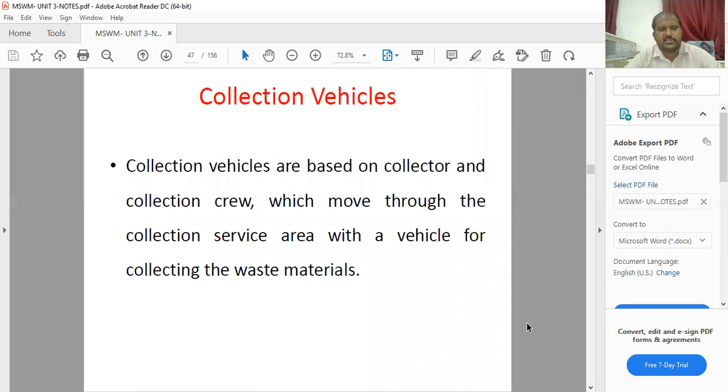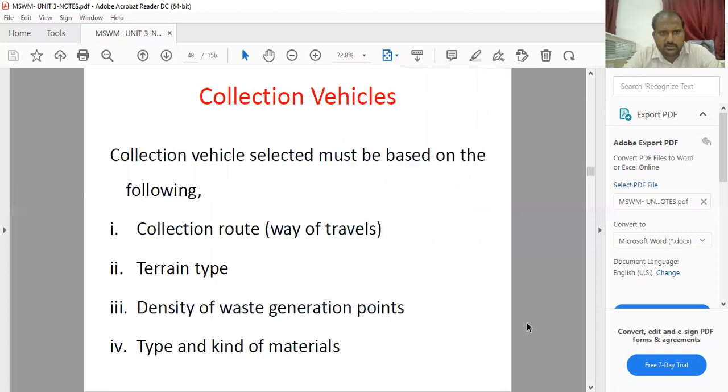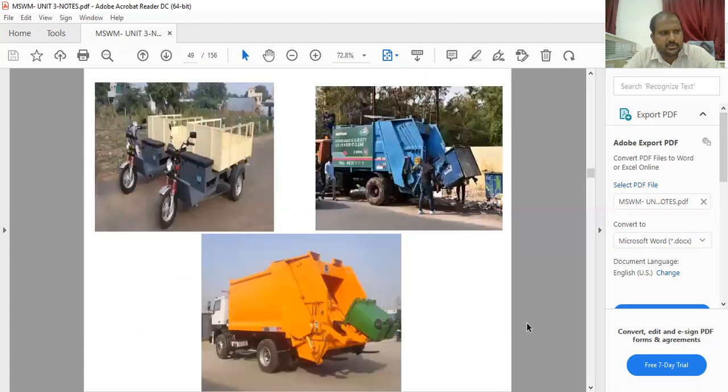Collection vehicles are based on the collector and the collection crew, which move through the collection service area with a vehicle for collecting the waste material. Collection vehicles must be selected based on the following criteria. The first one is the collection route, the next one is terrain type, the third one is the density of waste generation points, and the fourth one is the type and kind of materials.